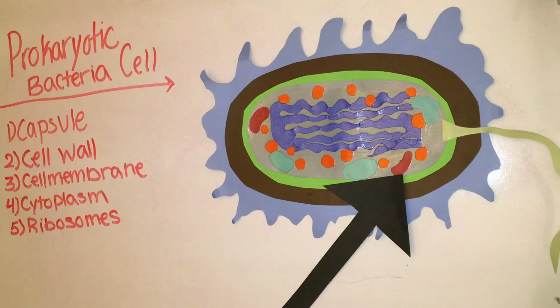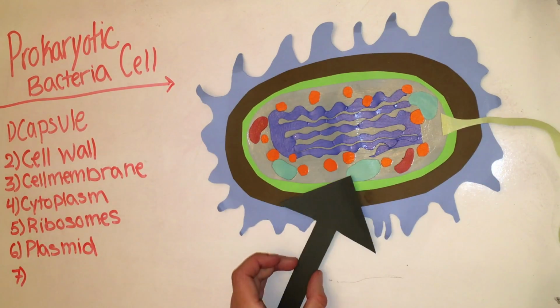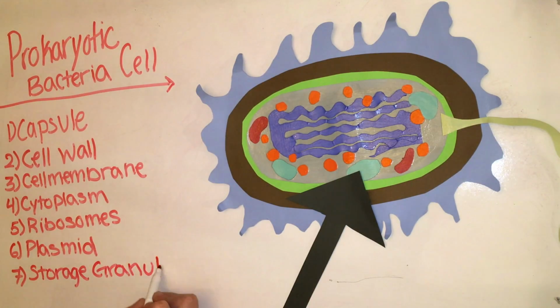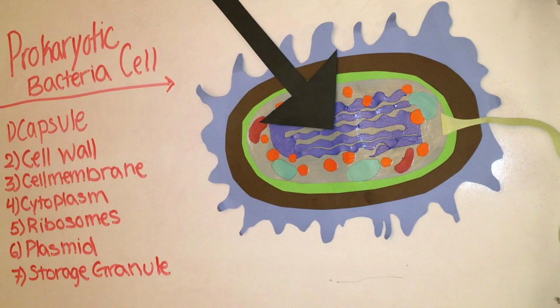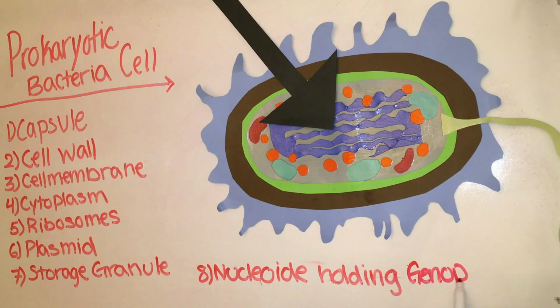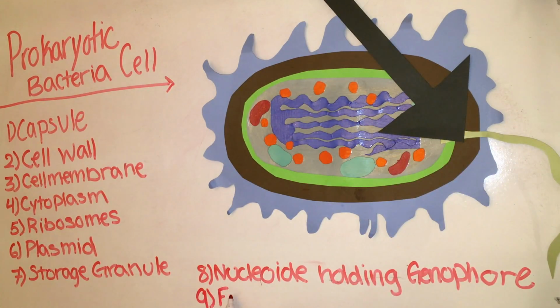Plasmid are DNA fragments containing code for antibiotic resistance. This helps the bacteria stay alive. The storage granule stores nutrients that the bacteria needs. Nucleotide holding genophore, that's a lot. Well, this is where their prokaryotic chromosomes are stored. It also stores bacterial DNA and RNA, and it has no membrane. Last is the flagellum. This allows bacteria to move spontaneously.